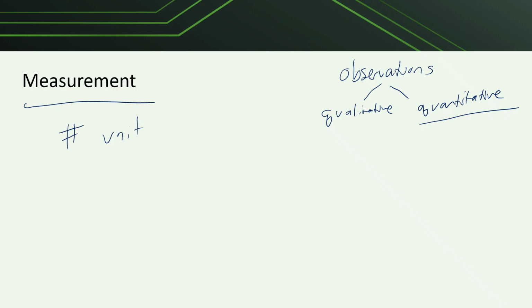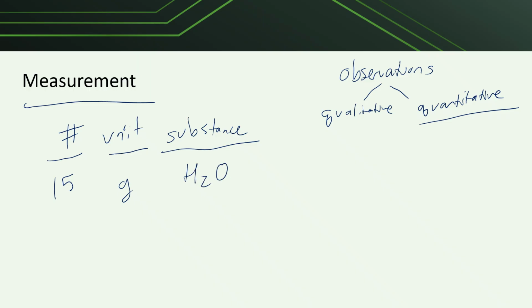And I would like you to get in the habit of not only having the actual number and the unit, but also the substance labeled as well. So a good example of that would be maybe like 15 grams of water. You have a number, a unit, and the substance being measured. It's not 100% true that you would need to label the substance, but very frequently in chemistry, that is good practice.